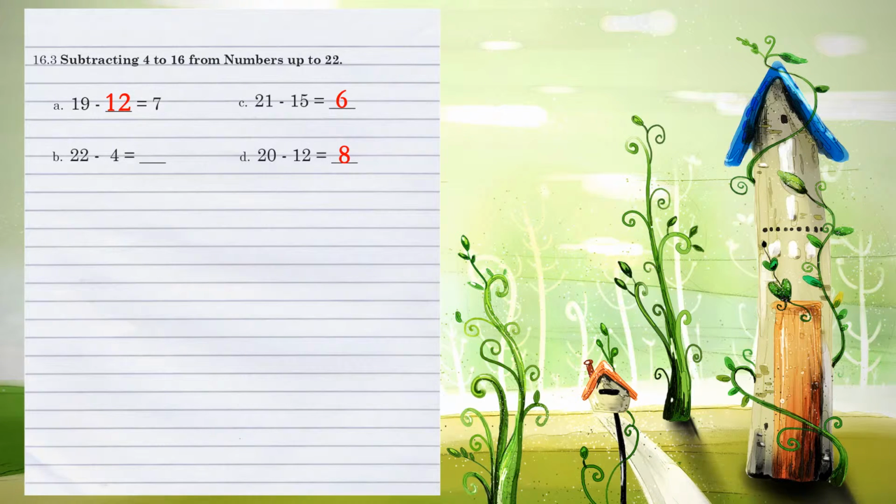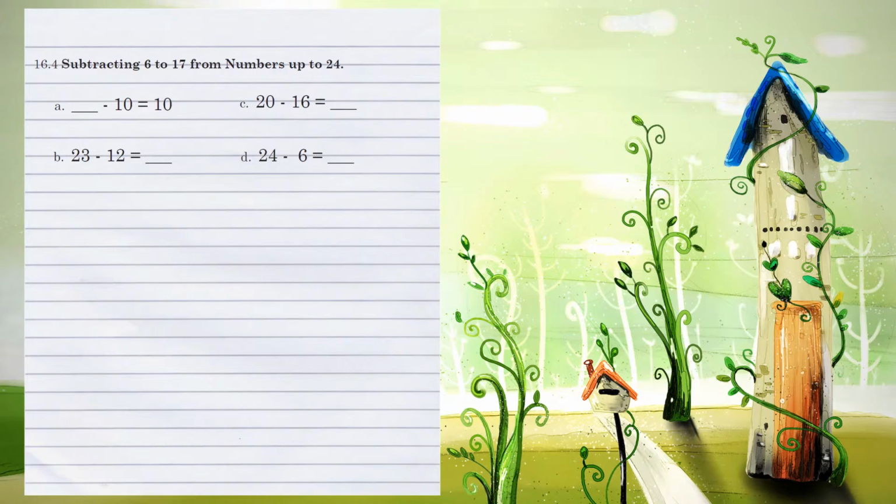Example B, 22 minus 4. If we look at our ones position, you can't take 4 away from 2. So here we have to borrow. Let's go through that process. Make that 2 a 12. 12 minus 4 is 8. 1 minus 0 is 1 for an answer of 18.